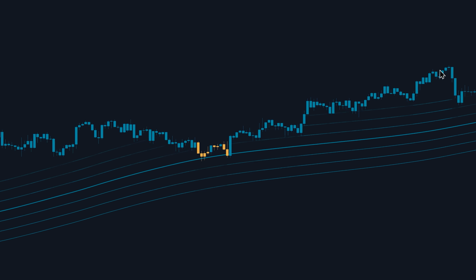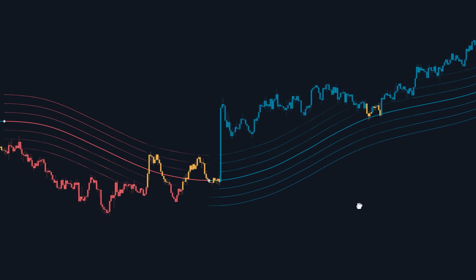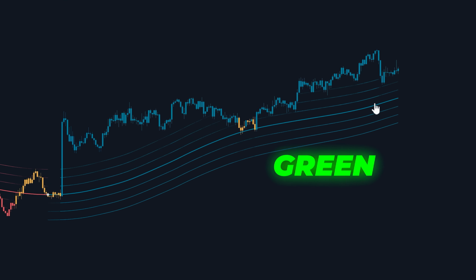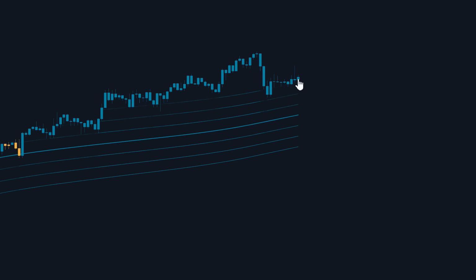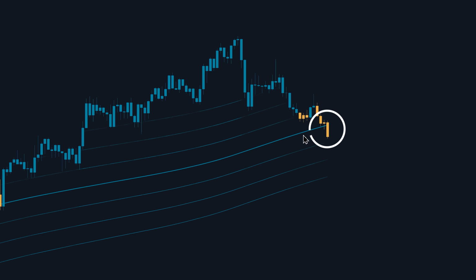Now, let's go over a specific strategy for both long and short positions. For a long position, the first condition is to identify that the market is bullish. You'll do that by making sure the trend bands are colored green, with the price consistently trading above most of the bands. Once you've confirmed the bullish trend, you're going to wait for a pullback. This is when the price comes all the way back down, and during this pullback, we want to see the price briefly close under the middle trend line. You'll notice the candles are going to turn orange during this phase.